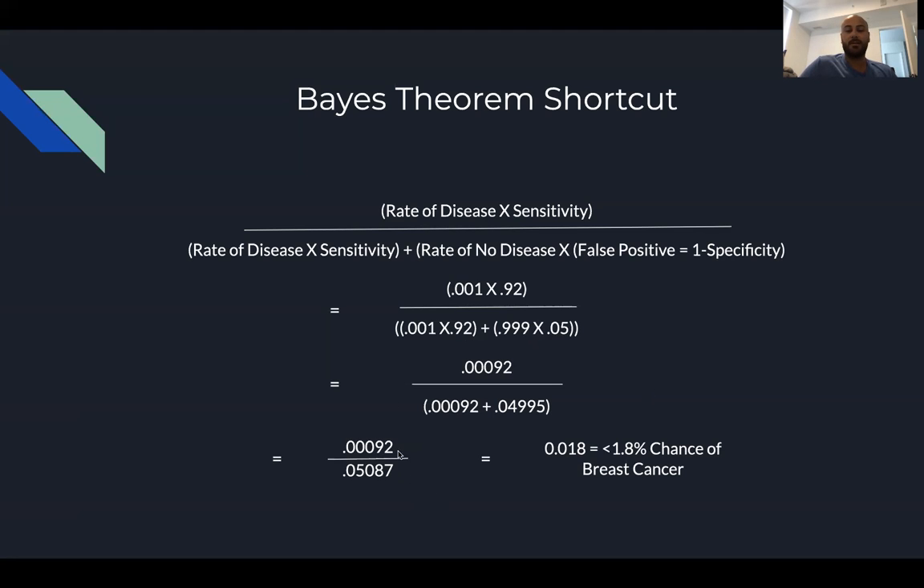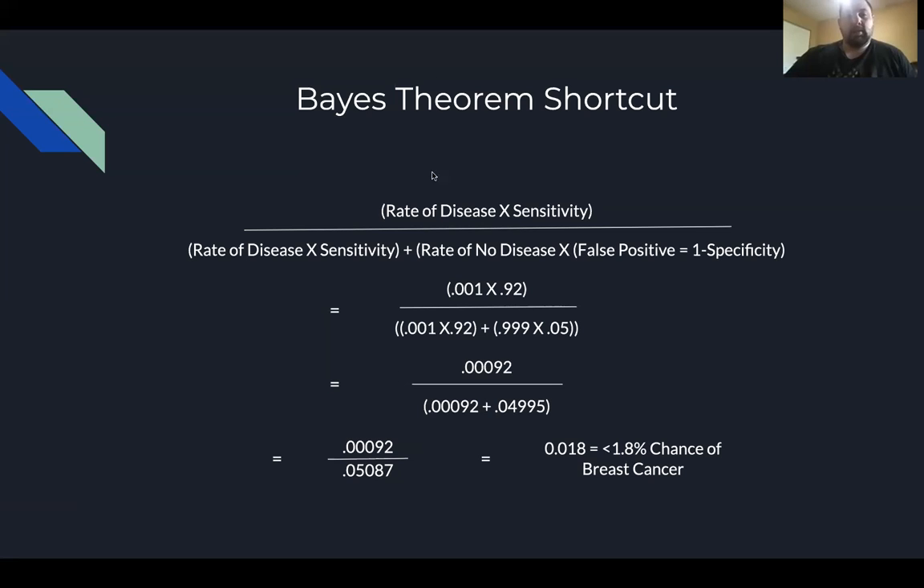That all comes down and it becomes 0.00092 over 0.05087, which then gives you 0.018, or less than 1.8% chance of breast cancer.